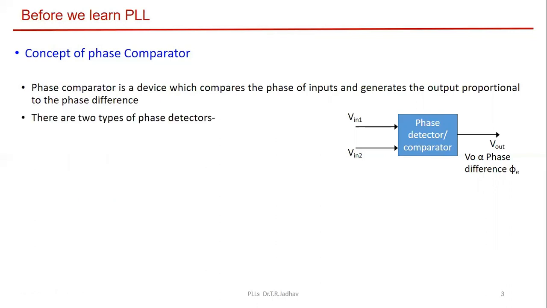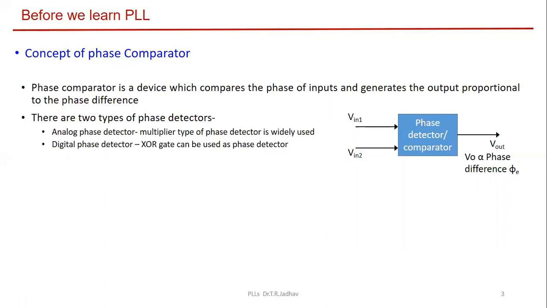So in the literature, there are prominently two types of phase comparators or phase detectors that you find. One is the analog phase detector and the other is the digital phase detector. The typical analog phase detector that you see in the literature is the multiplier type of phase detector, which is widely used in communication systems.